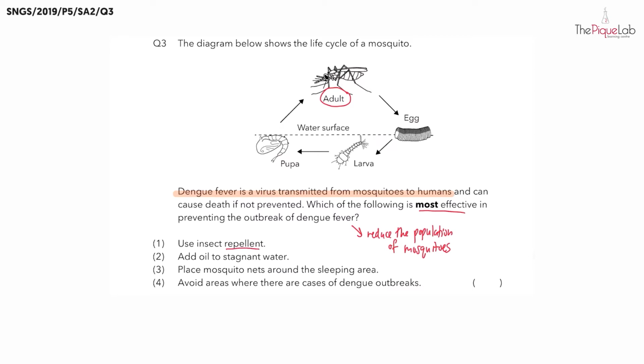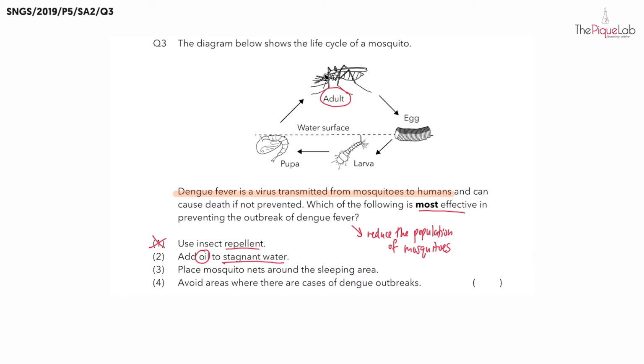What happens when you use insect repellent? We are basically stopping the adult mosquito from biting us. But not all insect repellents are effective. And in fact, insect repellents wear off after a while. Sometimes the person might even forget to reapply the insect repellent. So what happens if the insect repellent wears off or the person forgets to reapply? The person may still be bitten by the adult mosquito. Is this method the most effective in killing off the mosquitoes and preventing the outbreak of dengue fever? No, it isn't. Let's take a look at the second method, adding oil to stagnant water.